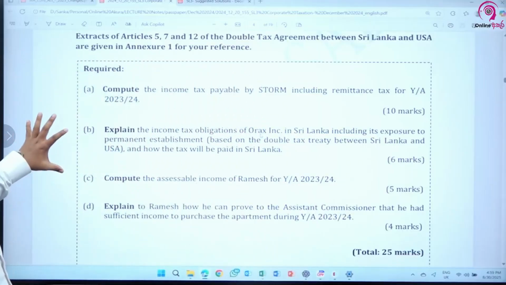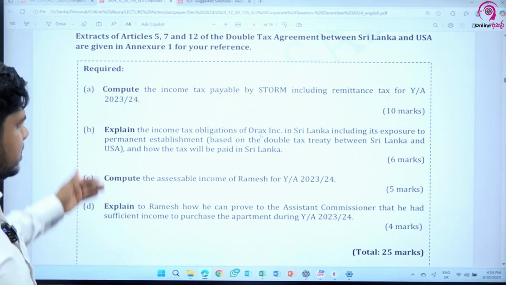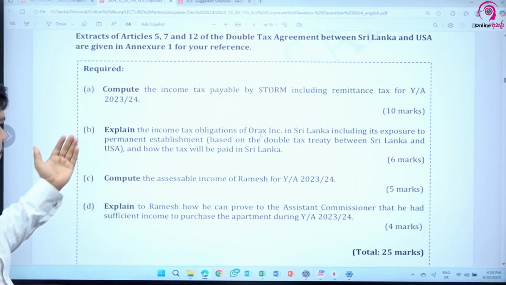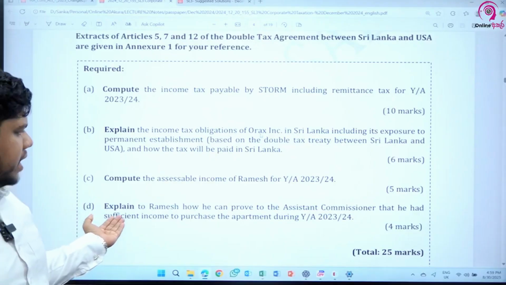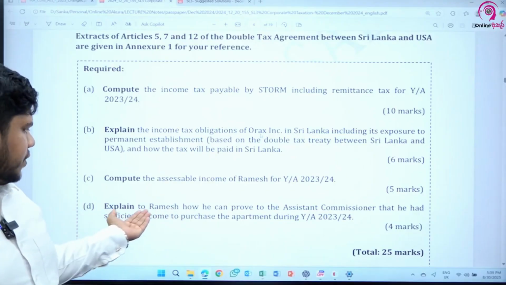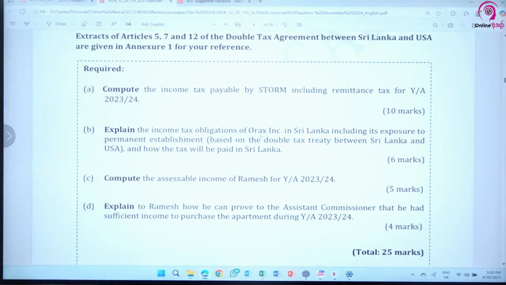So first you understand the requirements. First there is a computation to be done. Then there is an essay type question, explain. Again a computation on an individual question. And a financing method, how the individual can finance their asset purchase, whether there is sufficient income to purchase the apartment. So you have to read the question and answer.